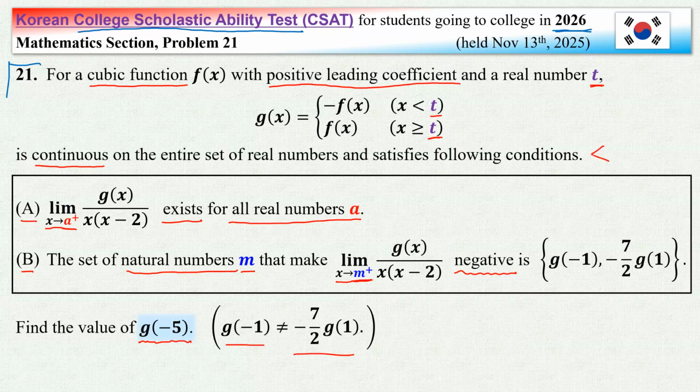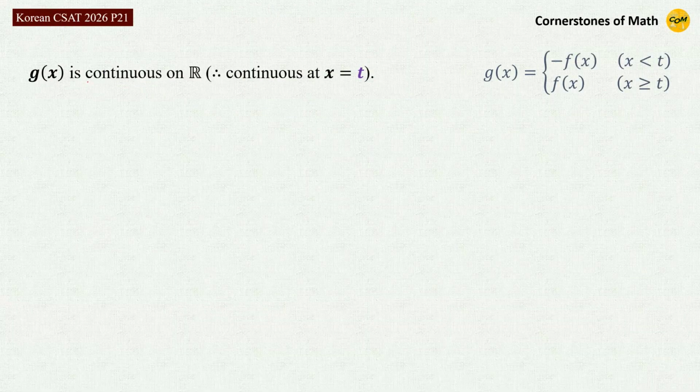And let us actually start from this condition: that g(x) is continuous on the set of real numbers, hence it is also continuous at x equals t, even if g(x) is defined differently on the left and right side of this t. This means that the following two one-sided limits, one approaching t from the left and the other approaching t from the right, must be equal.